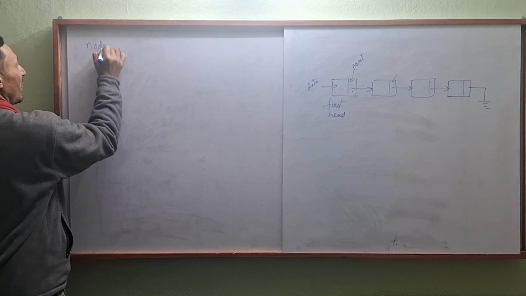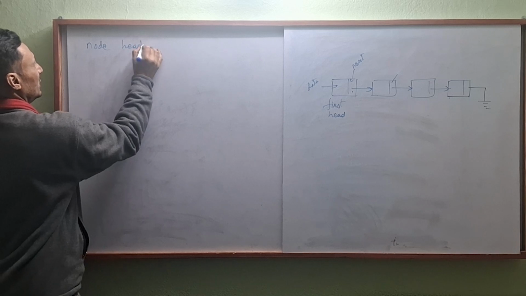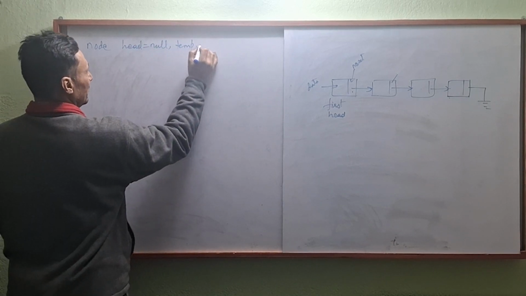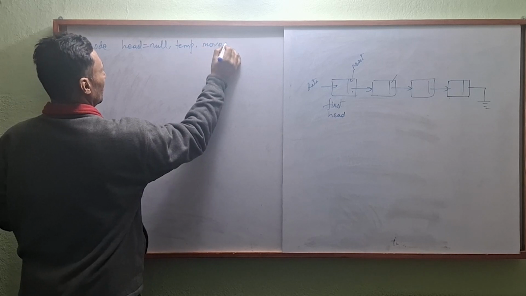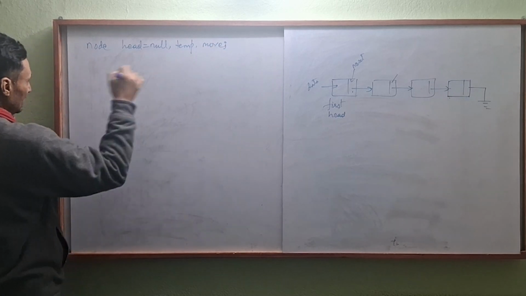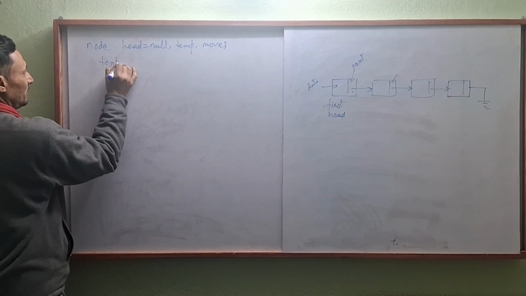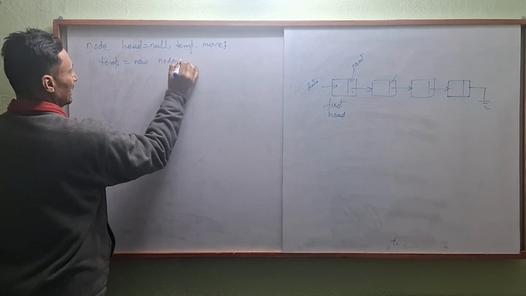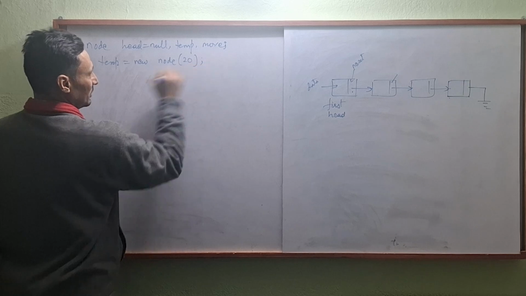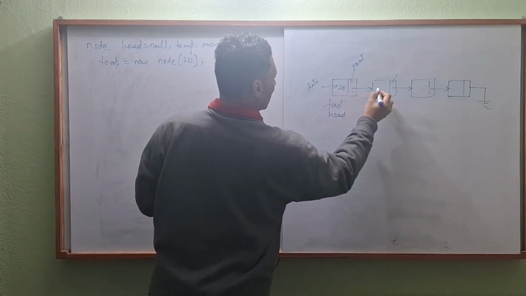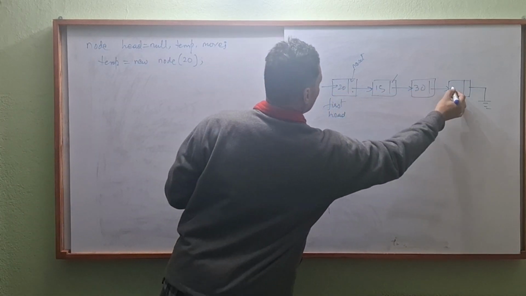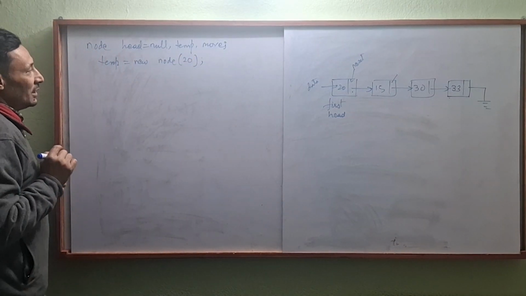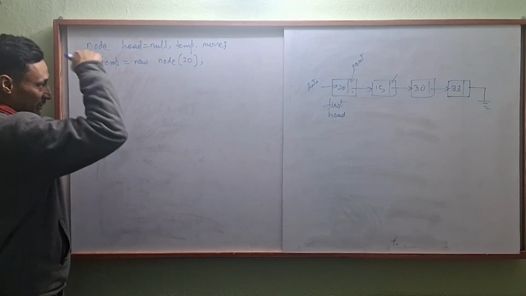Node head, initially there is nothing, so we'll assign null, then temp, then move, okay. Now let's create one temp node. Temp is equal to new node, then let's give value 20 here, okay. Suppose these are 20, 15, 30, 33, okay, fine. This is 20 here.